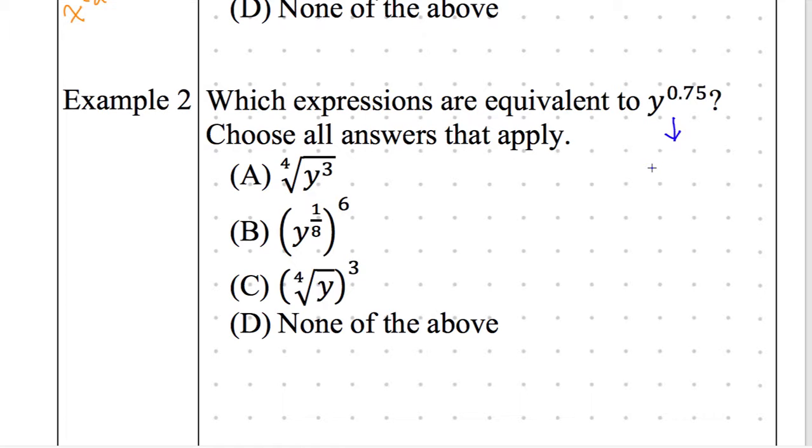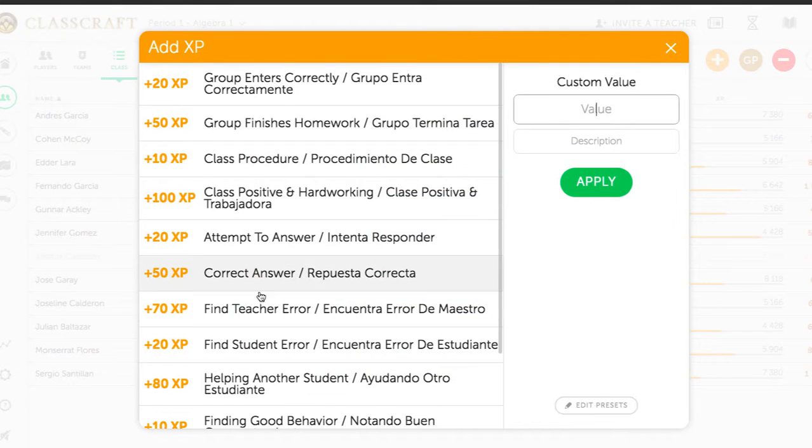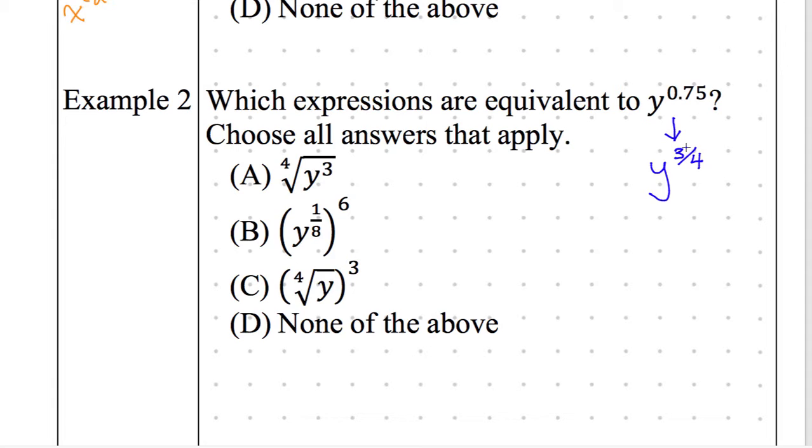Yes, so it should be rewritten as y to the power of 3/4. Thank you, Gunnar. All right, so we have rewritten this. If you want review on how to convert from decimals to fractions, you can talk to me after we start working on homework. So now, again, we need to rewrite each of these letter options.